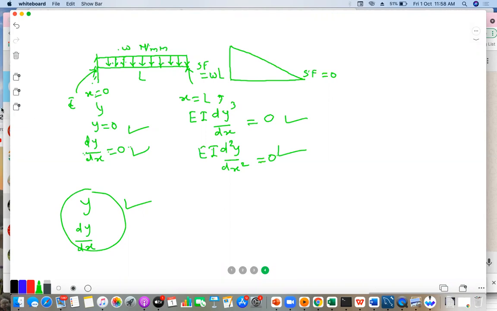So what are the types of boundary conditions? Okay, so let us see types of boundary conditions. So first, based on moment allowed.